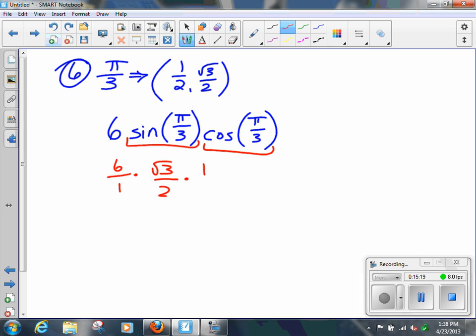All you do is multiply. Okay? We haven't done anything quite like this, not just straight up like that. But if you know these angles, and you should, that should be a piece of cake.